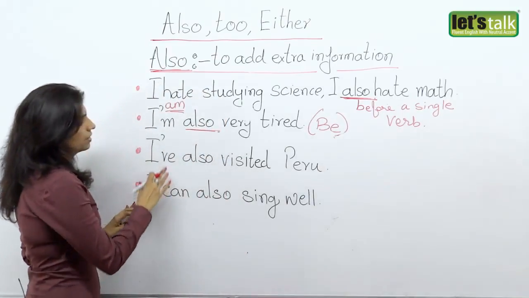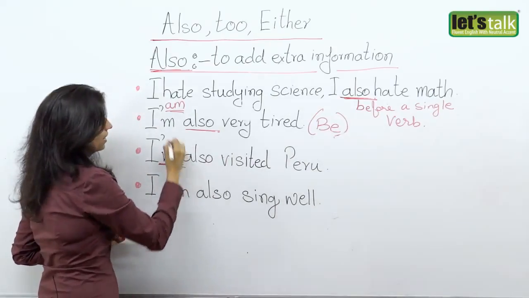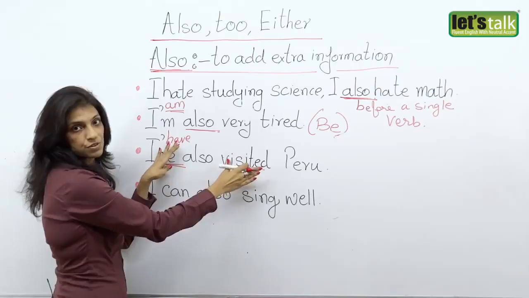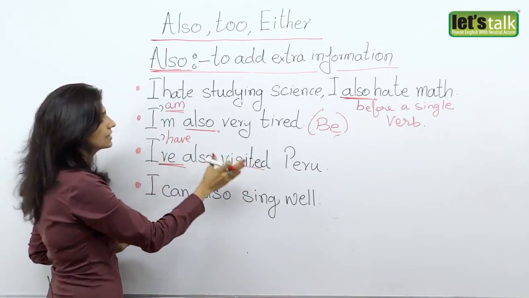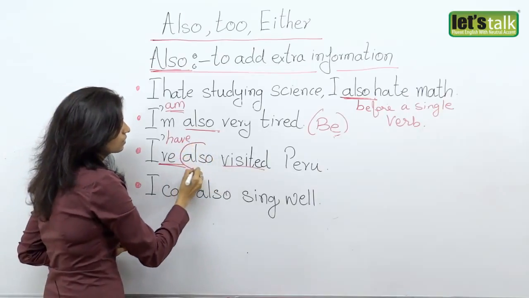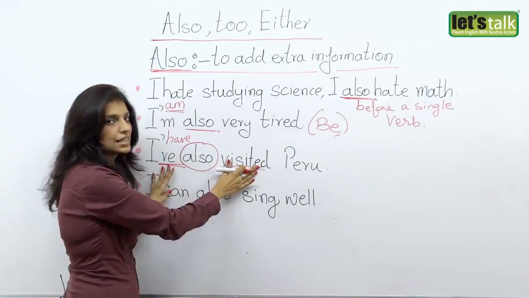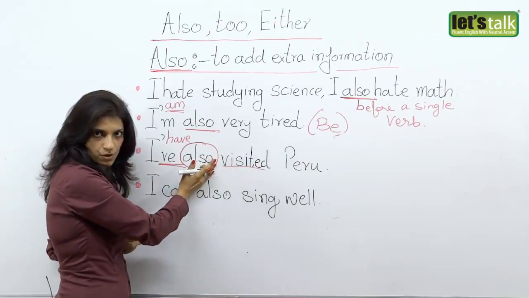Okay. In my third example, I've also visited Peru. So, I have. Now, if you see, this is the present perfect tense. This is the supporting verb or the auxiliary verb, and this is the main verb. So, you place also in between in the present perfect tense. That means after the auxiliary verb and before the main verb.